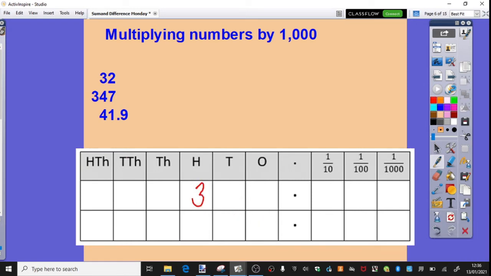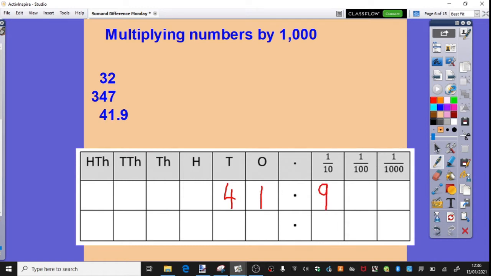Next one then is 347. Our 3 is going to move 3 places. 1, 2, 3 to our hundreds of thousands, and our 4 and our 7. Put in our place value holders there then. We've got 347,000.